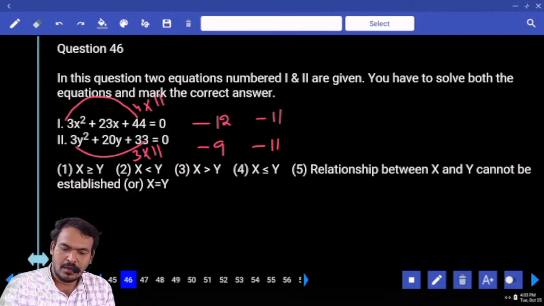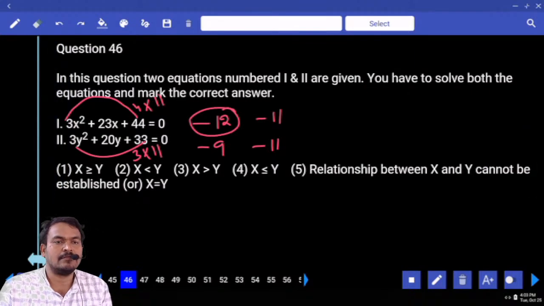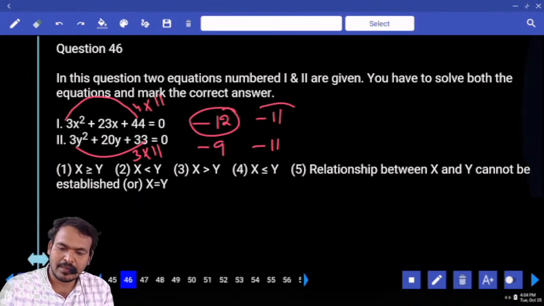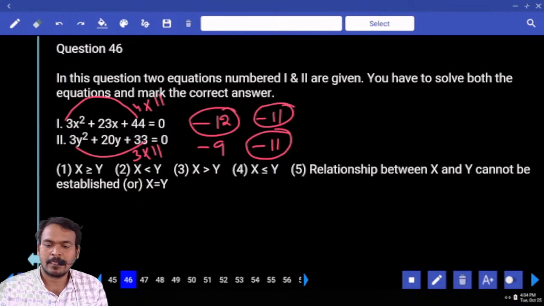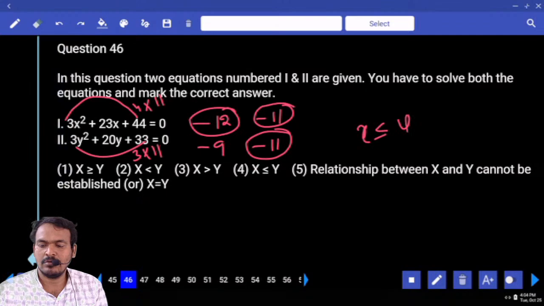Minus 12 compared to minus 9 is lesser. Minus 12 compared to minus 9 is lesser. But minus 11 compared to minus 11 is equal. What is the answer? x is less than or equal to y.